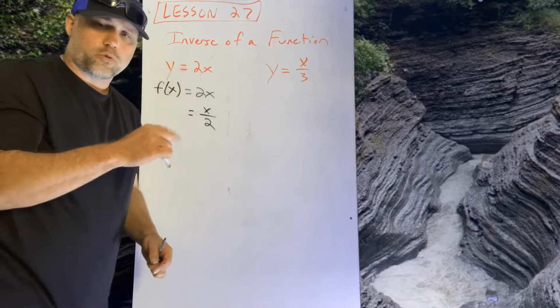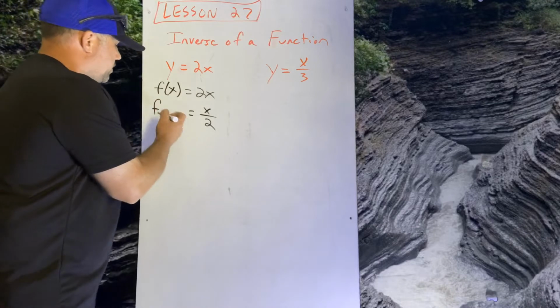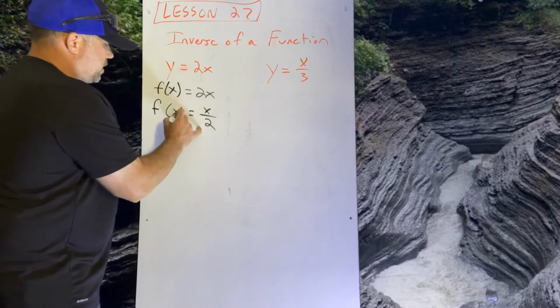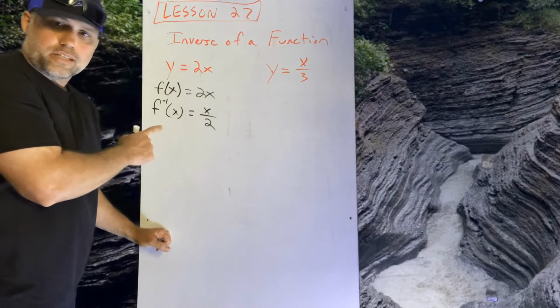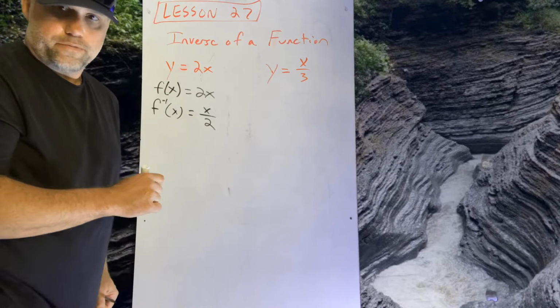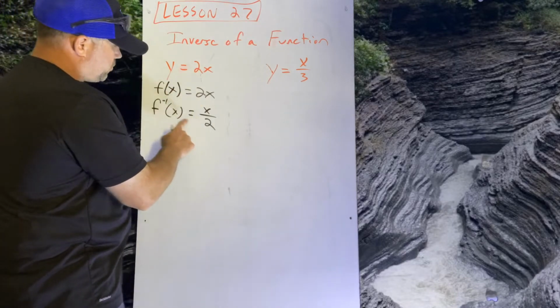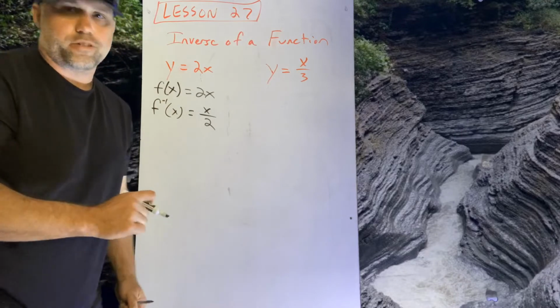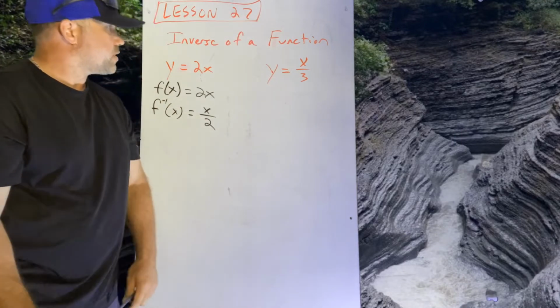Now, how do we write that notation? What we do is we take our f of x and we just put a little -1 in as the exponent, and that indicates that we're finding the inverse of that function. So the opposite of multiplying by 2 is dividing by 2, so we have found that function's inverse. Now I'm going to show you how to do this with algebra here in a second. I'm just trying to keep it simple at first.